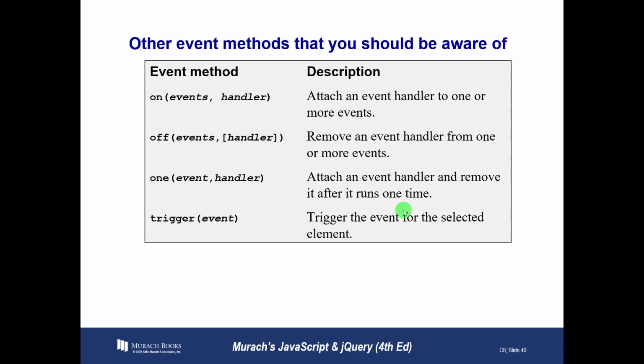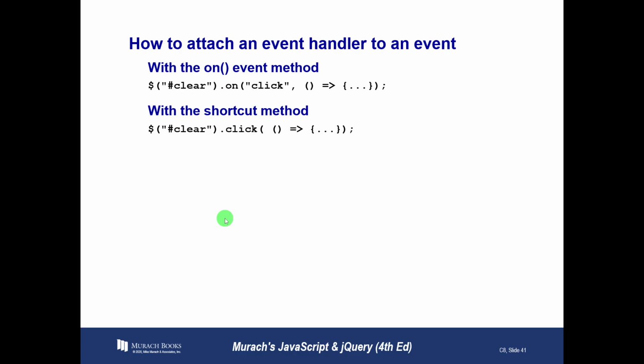And then we can trigger an event for a selected element. So we could manually trigger an event to happen with code, even if the event didn't actually happen from the user. So here's some examples using those.